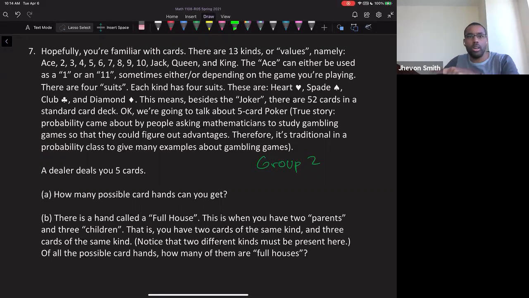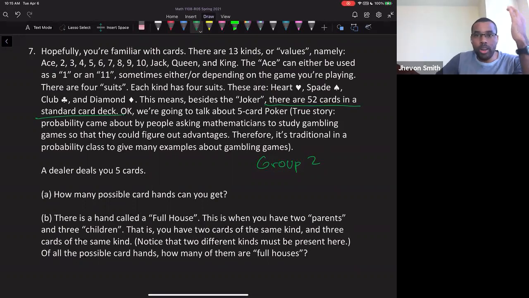So for each of these numbers that I just listed, the ace, 2, 3, all the way up to king, there are 4 different suits, I should say, because kind actually has a very special meaning here. So you have 13 things, each of them with 4 different variations. You have 52 things. So there are 52 cards in a standard deck, right? We don't count the Joker, so there are 52 cards.